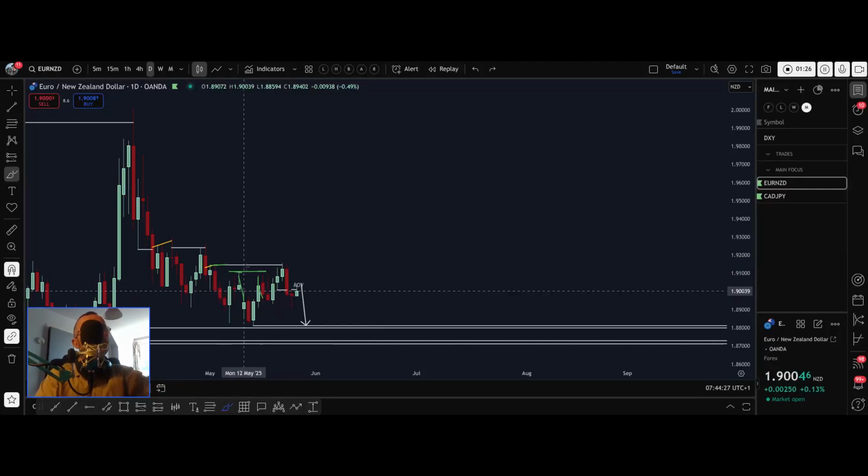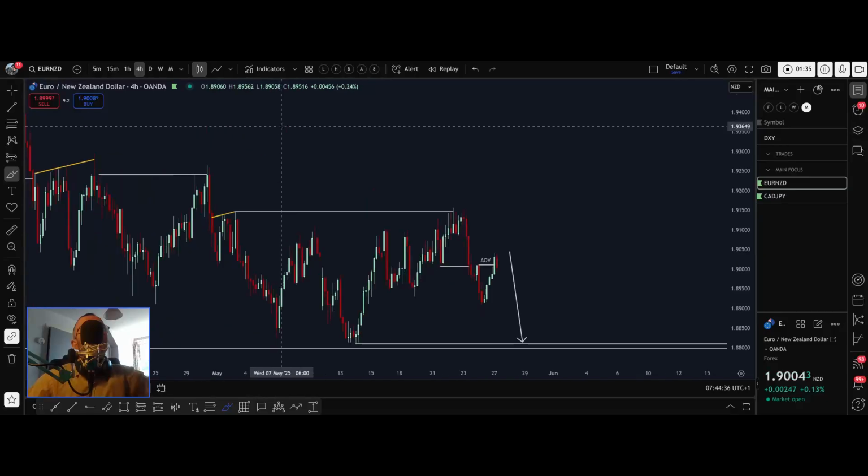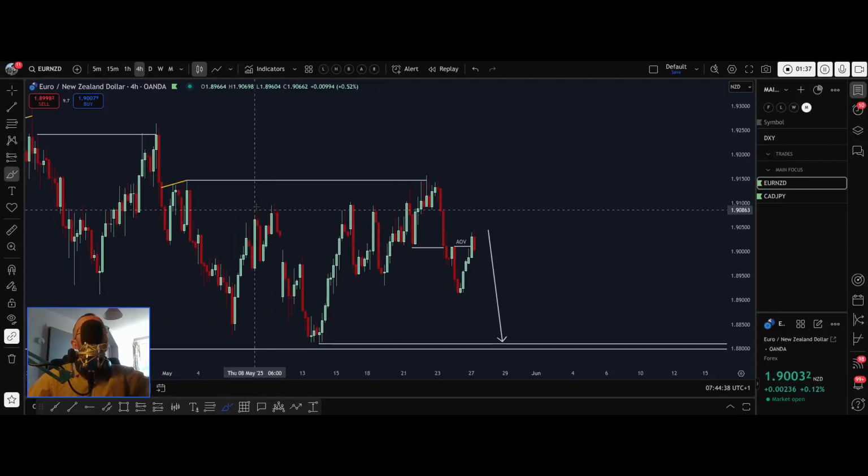Okay, so I'm seeing that as a separate piece of structure. It's been quite corrective on the way down all in all, but that is how Euro Kiwi moves. Okay. So here you can see it a bit more clearly.